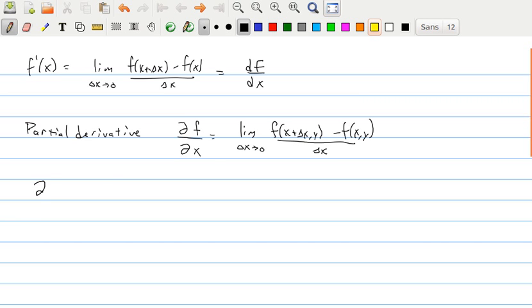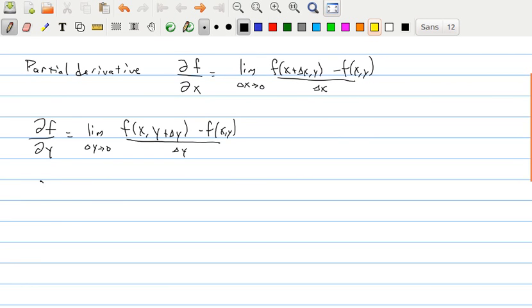And the partial derivative with respect to y is defined the same way. This is the limit as delta y goes to 0 of f of x and then y plus delta y minus f of x y, divided by delta y. So let's look at a couple examples of this. Let's say we've got the function f of x y equals xy plus x squared plus y squared, and let's take the partial derivative of f with respect to x.